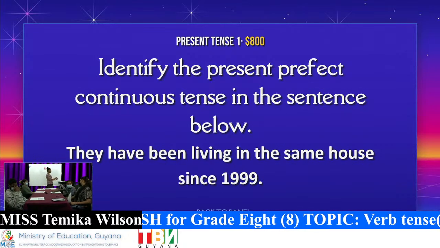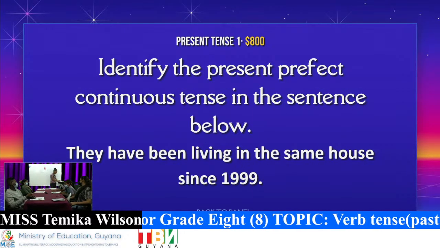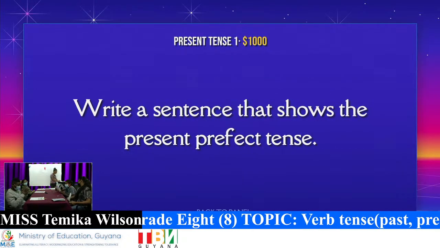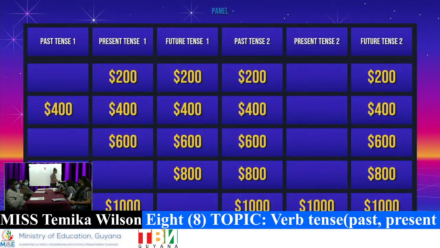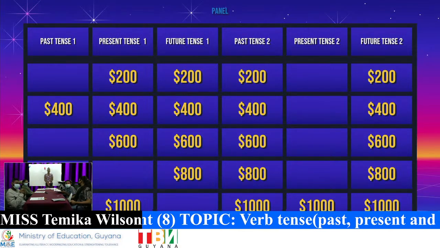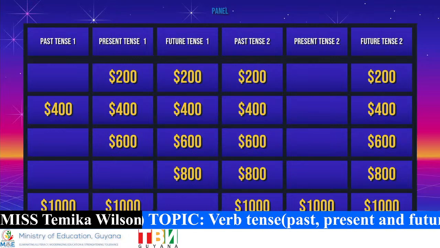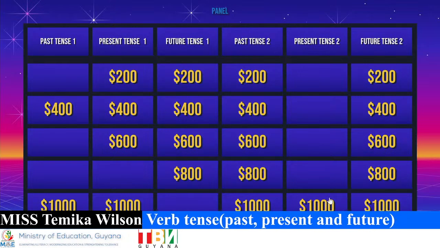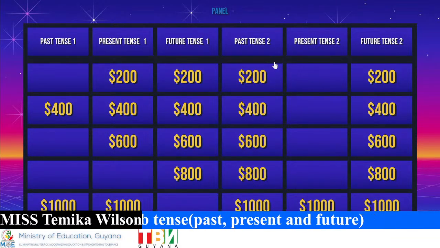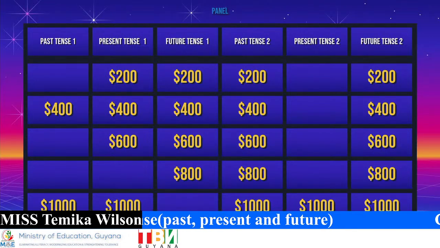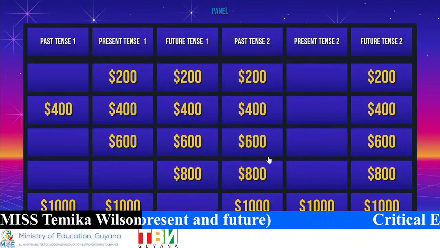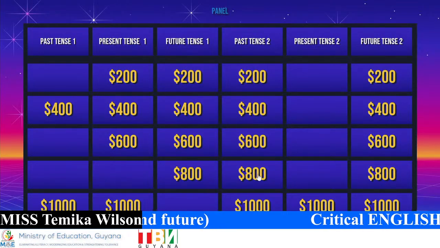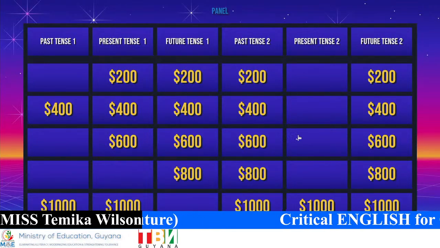Alright, so Jacoby and Lakshmi, how are you going to respond? Present tense 800. 800 is gone for present tense. You've exhausted that. Where do you want to go? Present tense is gone. Past tense 600 or 800? 600. So they're going to go with 600.